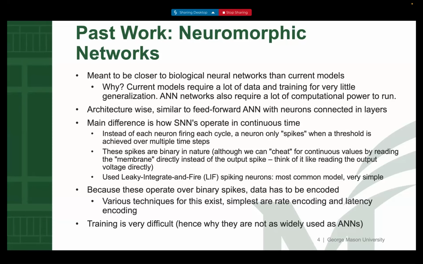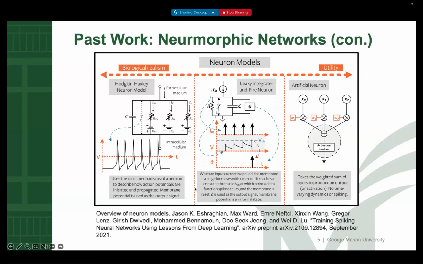This encoding process and the continuous time nature of the networks make the training very difficult. That's why neuromorphic networks aren't as widespread. You might ask, if they generalize better and are more efficient, why don't we use them instead of artificial neural networks? It's because training them and using the values they produce isn't as well understood. It's still an active area of research. This is a diagram of the leaky integrate-and-fire neuron, which I was simulating for my project. You can see it's a very, very simple circuit, so it's very cheap to use and deploy.